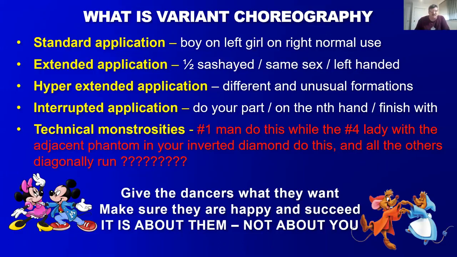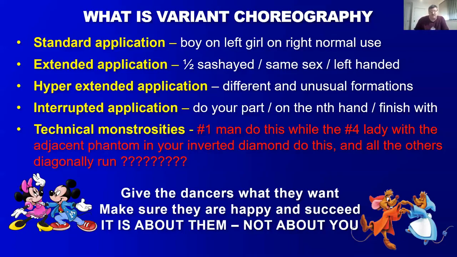I look at it in the forms of what they actually are. There's what's called the standard application. That's the normal way of doing things. Boy on the left, girl on the right. Very danceable, very easy, very straightforward. And there is a standard applications program and a standard applications booklet that's put out by Color Lab, which is the way these movements are normally done. Then there's extended applications, which are half sashayed, same-sex work, left-handed stuff. It's danceable, it's successful, and it usually has maybe a prompt or two, but it doesn't require extensive walkthroughs or any of that other kind of stuff.